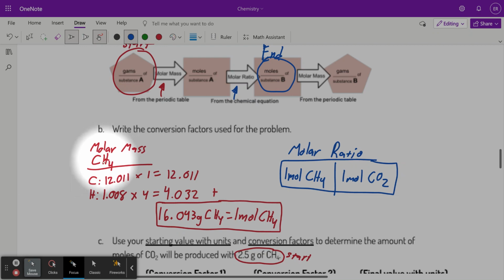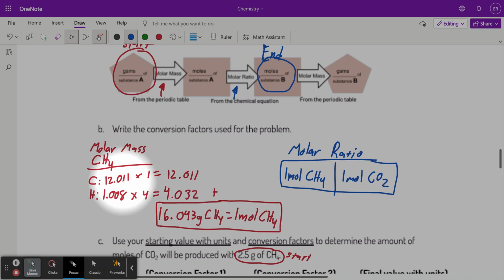Molar mass of CH4. In CH4, we have carbon and hydrogen. The mass of carbon is 12.011. Mass of hydrogen is 1.008. Again, we get these values from the periodic table. And then we have only 1 carbon in CH4 and then 4 hydrogens in CH4.